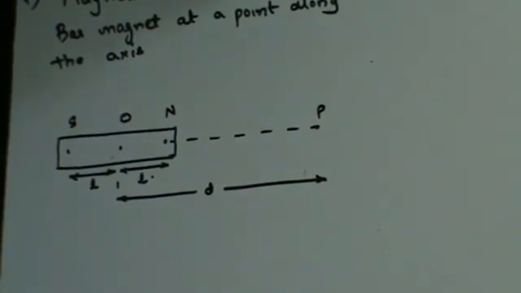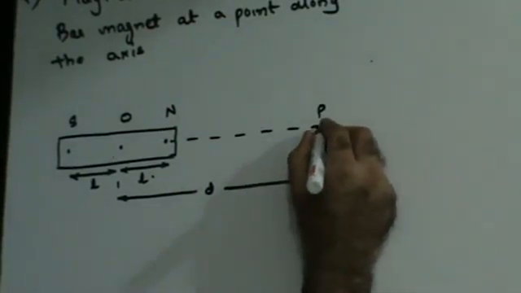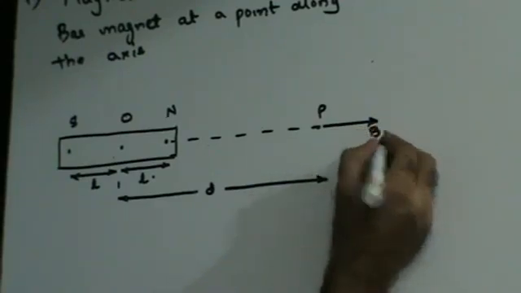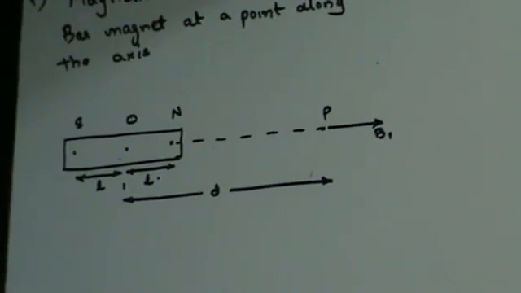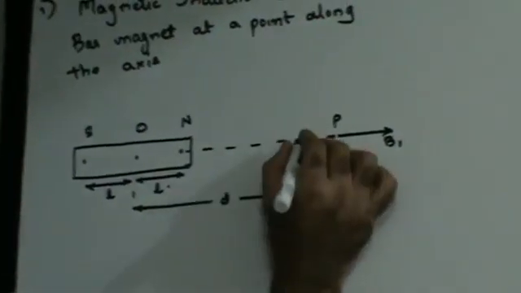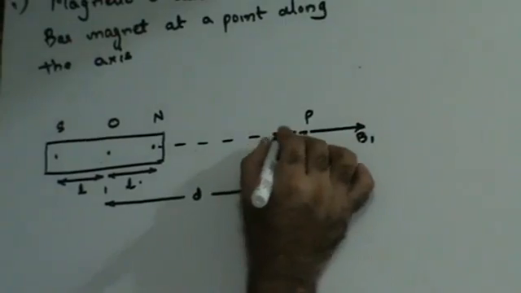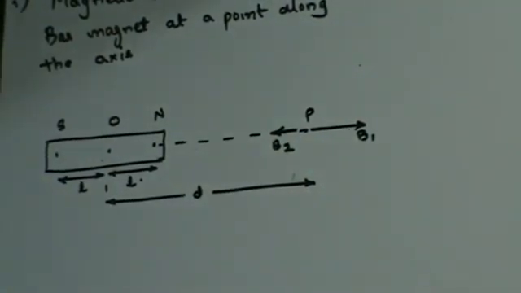Now, the north pole is going to exert some force on this point P. Let us assume that the north pole exerts a magnetic induction of B1. The south pole will also exert some magnetic induction at point P. If the north pole exerts a force in the outward direction, obviously the south pole will exert a force in the reverse direction. So let's assume this is the magnetic induction due to the south pole. Let's write the assumptions down.